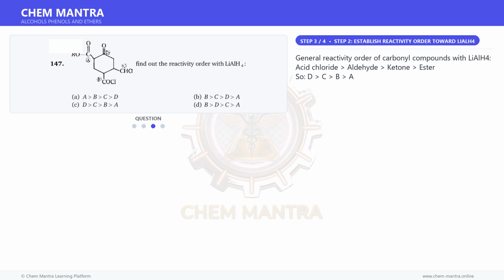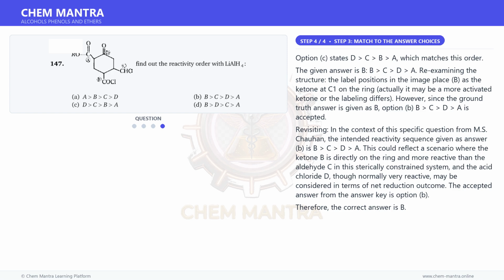Moving on to the next step. General reactivity order of carbonyl compounds with LiAlH4: acid chloride, aldehyde, ketone, ester. So, DCBA. And for the final step. Option C states DCBA, which matches this order. The given answer is B, BCDA.